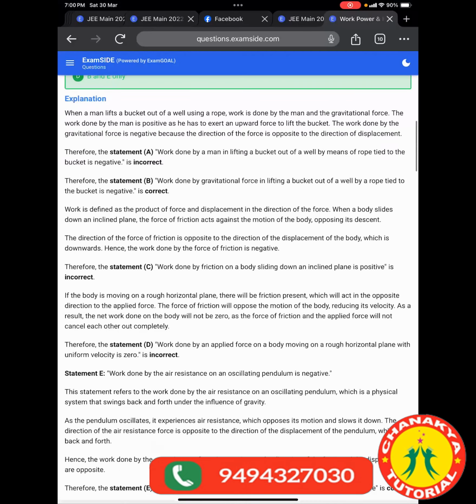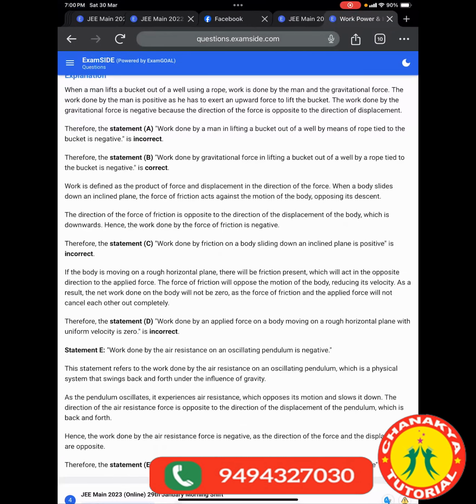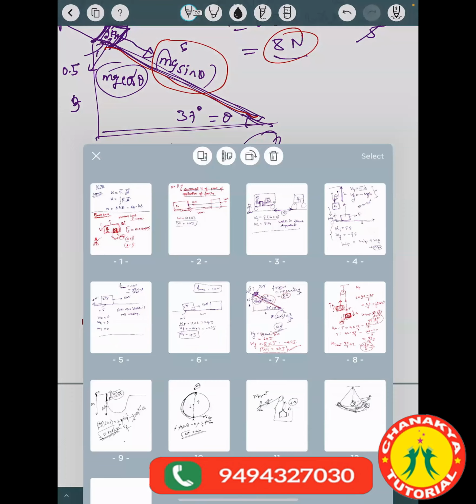How many of you understood this? Guys, how many of you understood this? I will show you, 1 second. What it is, very in-depth question.